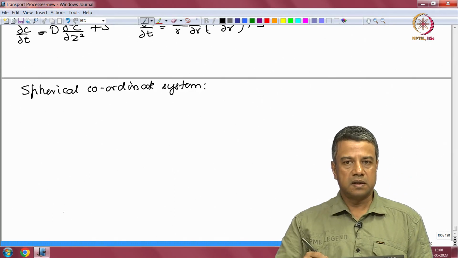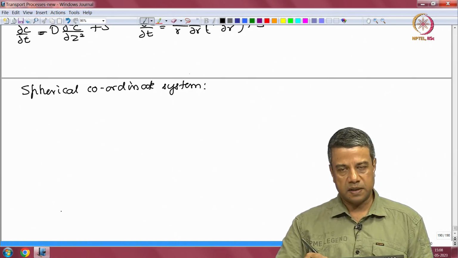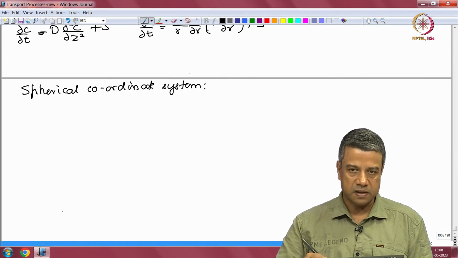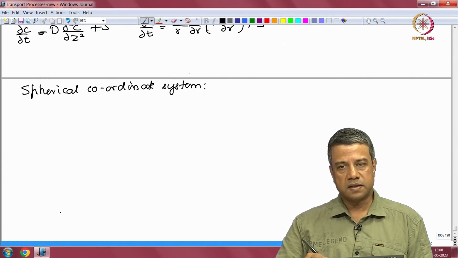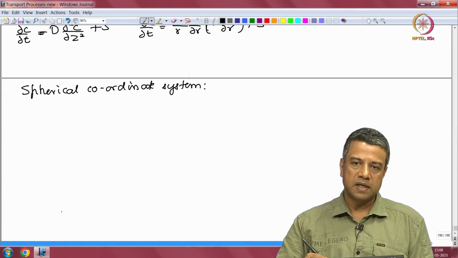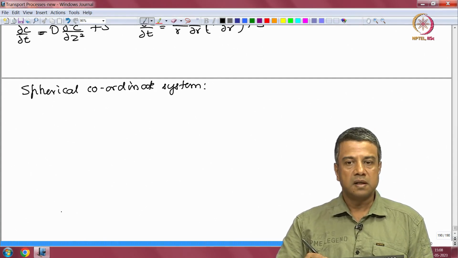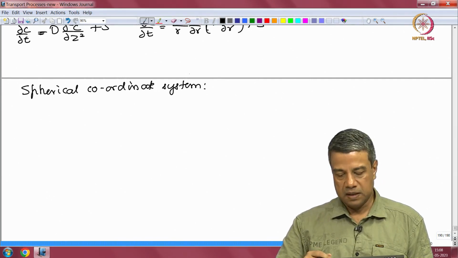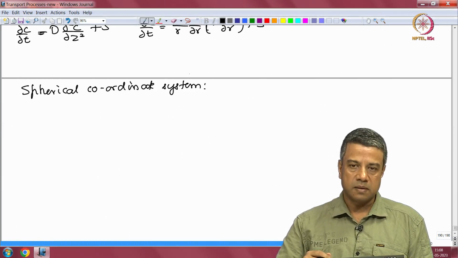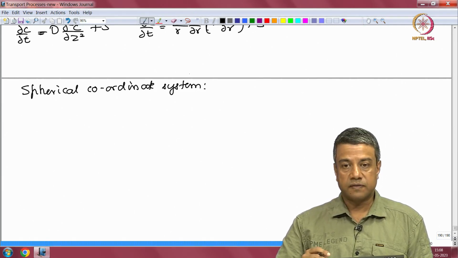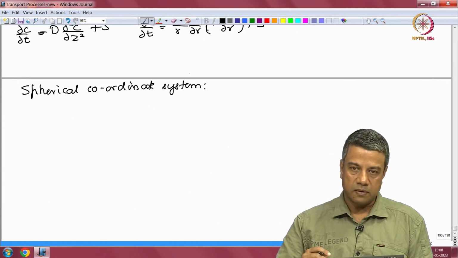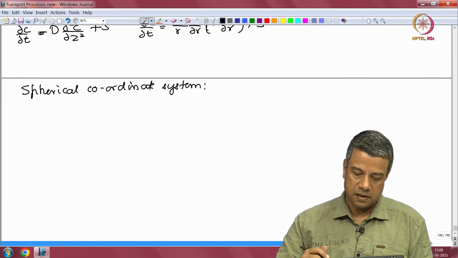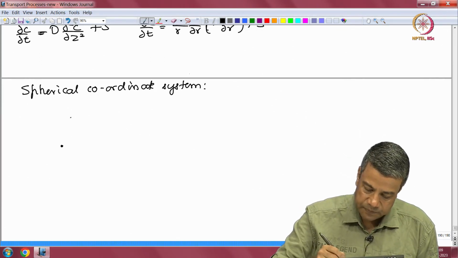This is used for objects of spherical symmetry, such as particles that are spherical in shape. The surface is a spherical surface, and if you place the origin at the center of the particle, the distance from the center to the surface is a constant. So, if you want a coordinate system where the surface is a surface of constant coordinate, then one of the coordinates has to be the distance from the center.